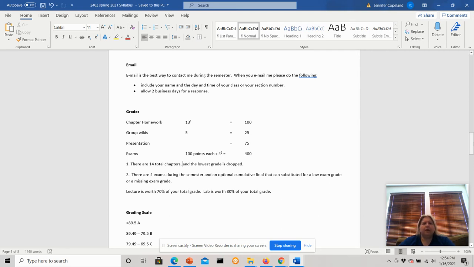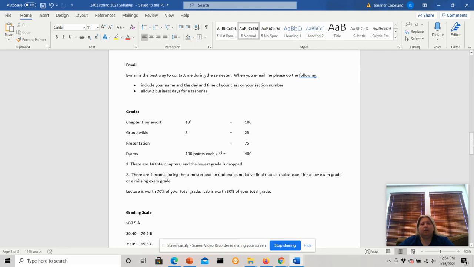We have chapter homework. There's 13. Well, technically, there's 14 of them, but I drop the lowest, and that's going to be worth 100 points. Your group wikis, there's 5 of them, 5 points apiece. That's going to be 25 points. Presentations were 75 points. The exams are worth 100 points each.